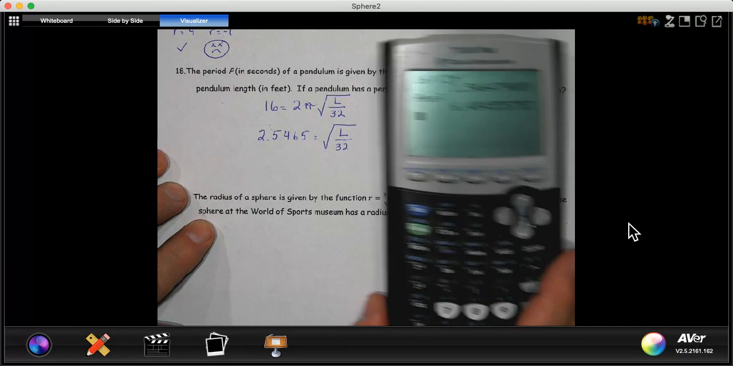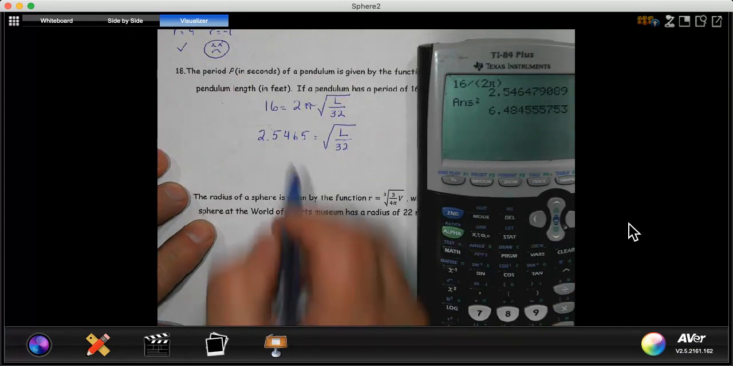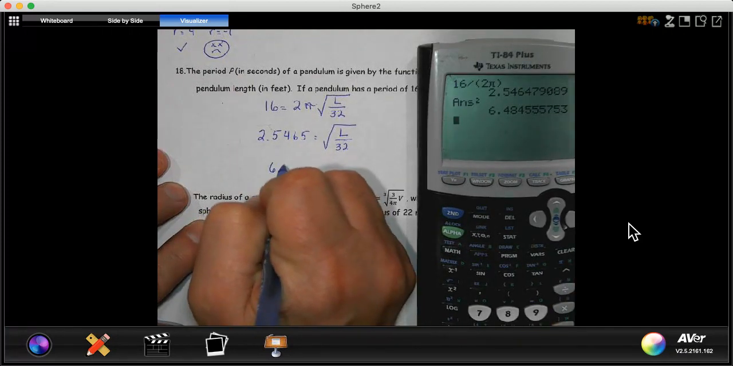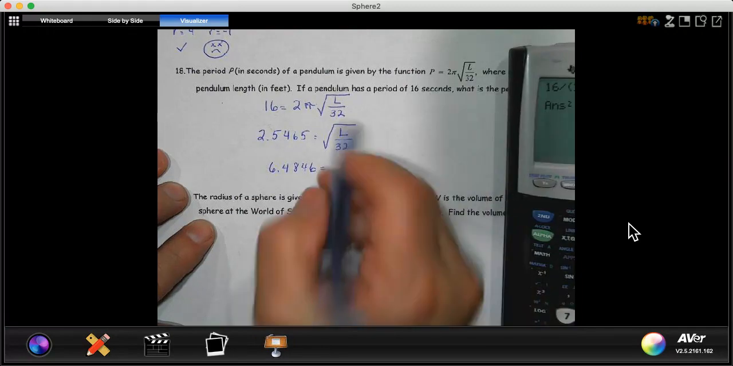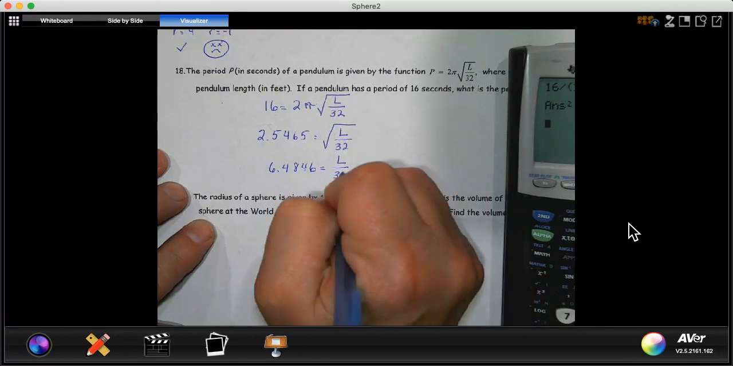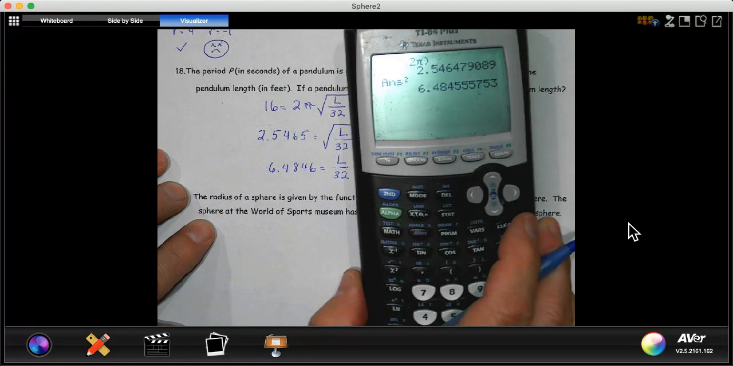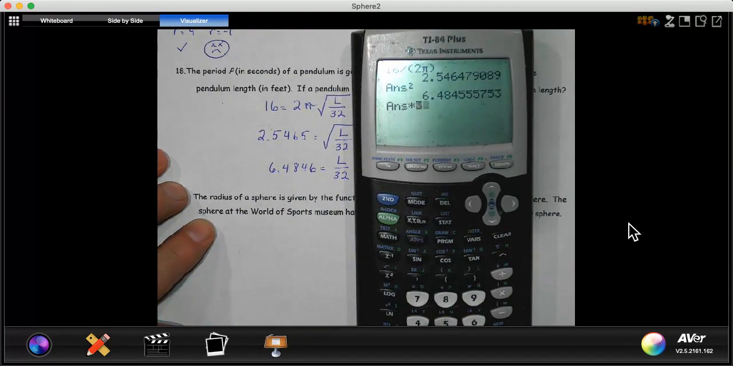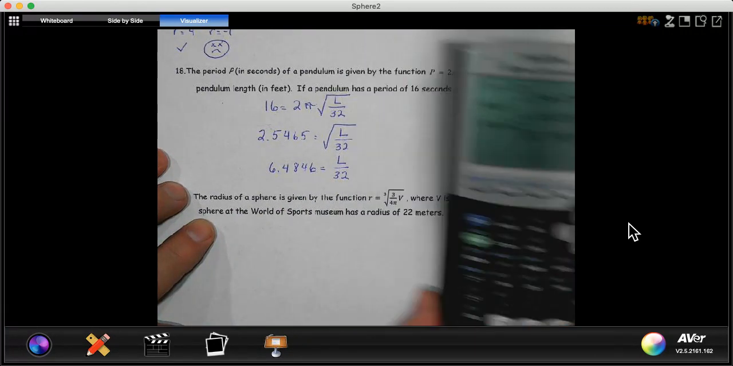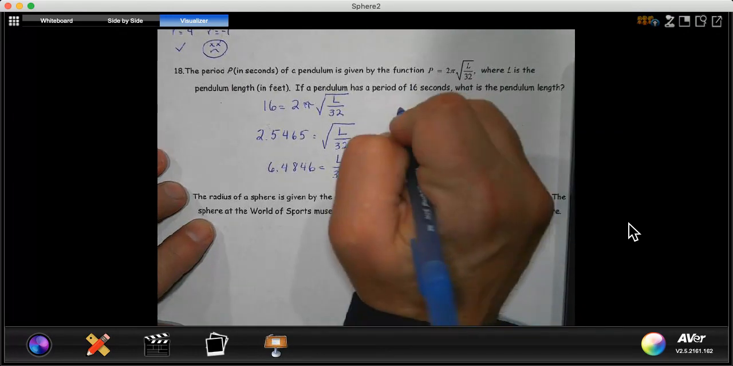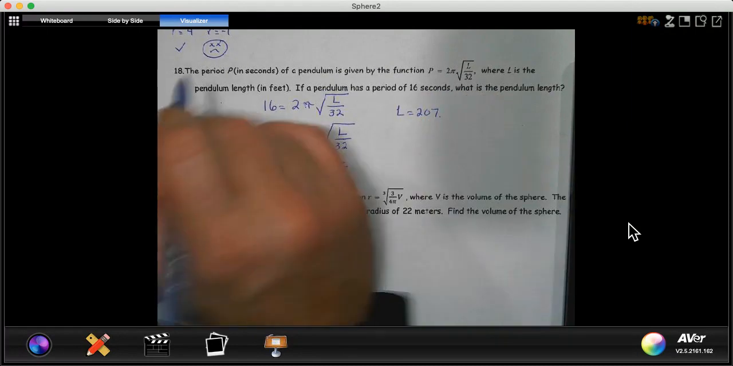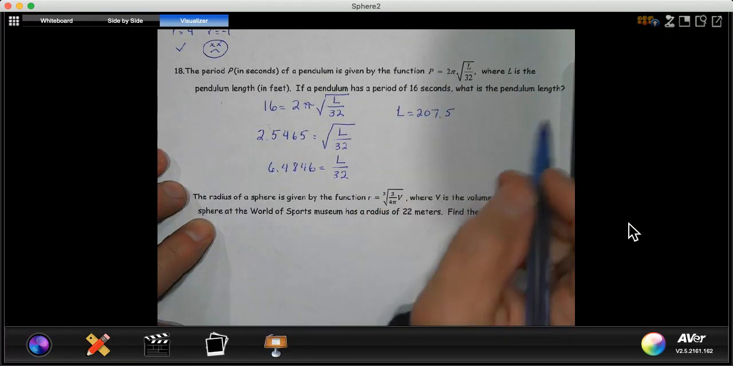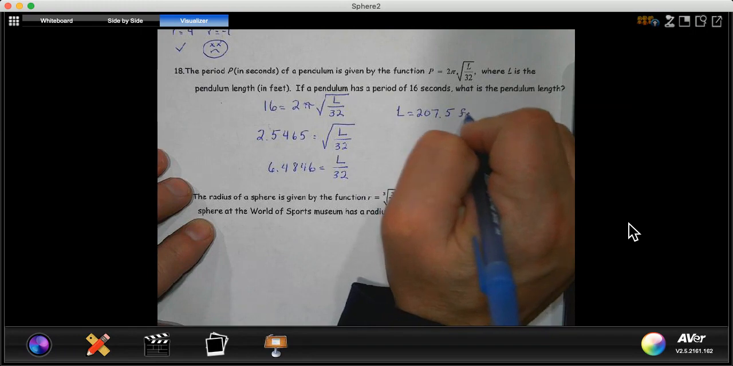That's 6.4846. So 6.4846 is equal to L over 32. Now we're going to take that number and times it by 32. 207.5 is the length of the pendulum. So L is 207.5, and my units are feet. Oh, that's a long pendulum.